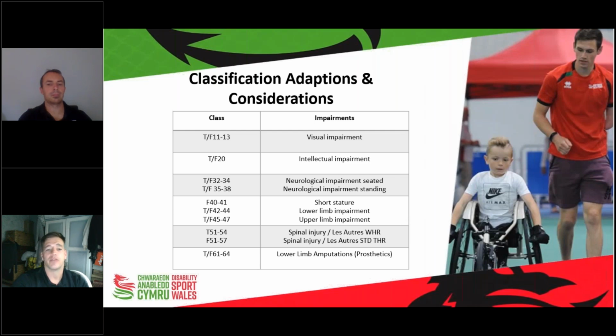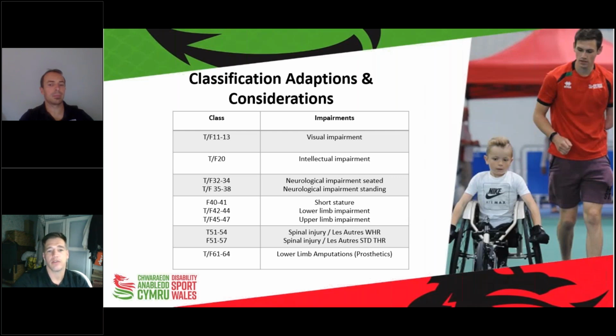For your 45 to 47s, these are the upper limb impairments. So you could have Erb's palsy, which is almost a frozen shoulder, or any paralysis in the upper limbs. Again, throws and track are available to these, and not much consideration is needed on impairments or adaptations, except for the 45s who would have a double arm impairment, for whom there would be no throws available.